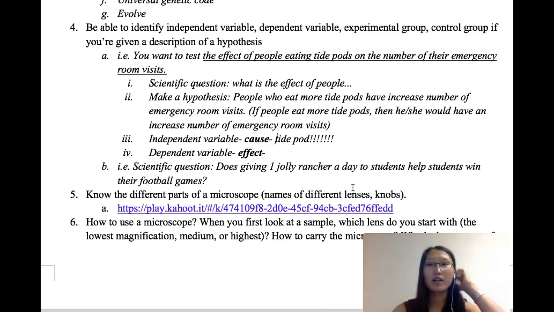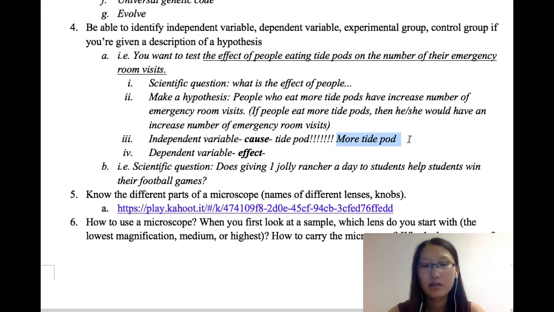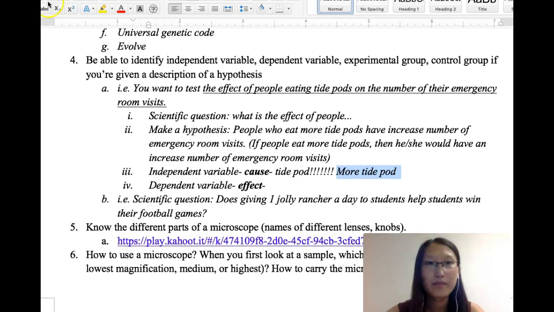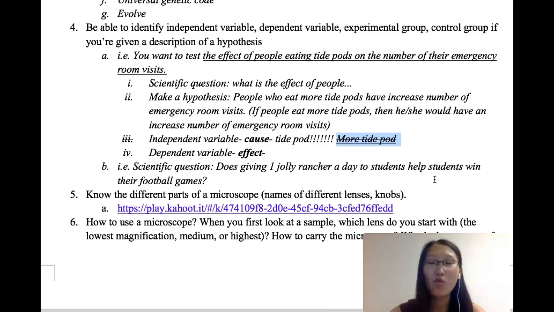So you really want to make sure that you're not saying more Tide Pods. This is wrong, okay? More Tide Pod is wrong. Don't do it. The reason why is that a variable is something that can go both ways. It can go larger, no change, or smaller. If you say more Tide Pod, it's no longer a variable. It's already something that happened.